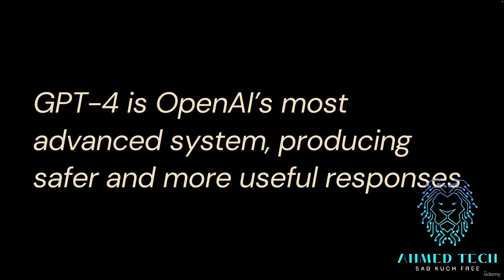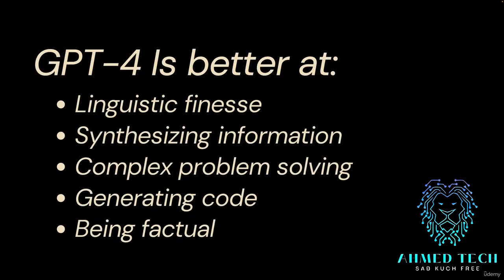According to OpenAI's marketing page for GPT-4, they call it their most advanced system that makes safer and more useful responses. So some of the things that GPT-4 is better at include writing really finely tuned language, more human language that doesn't always feel like it's coming out of ChatGPT. It still is sometimes easy to identify any text generated by ChatGPT, but it's harder to do so with GPT-4. It's better at complex problem solving. I'll show some examples of that.